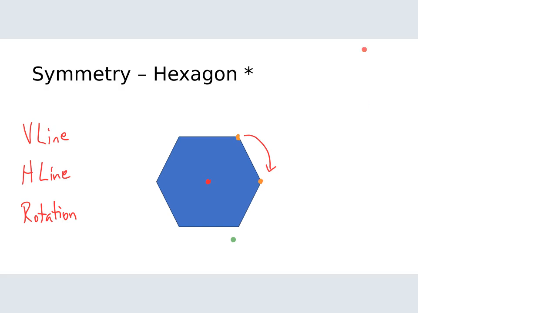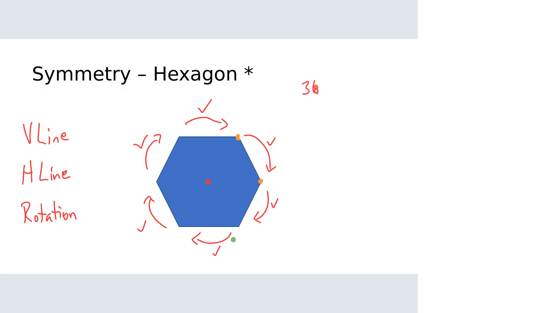How many of these turns would it take to get all the way around? And so there's one, there's a second one, 3, 4, 5, 6. So it would take 6 turns to get all the way around. 1, 2, 3, 4, 5, 6 turns to get all the way around.